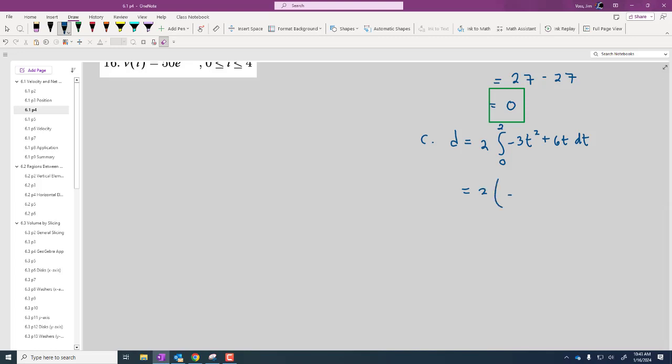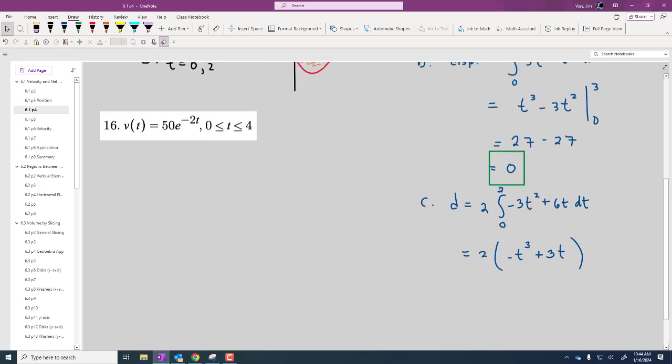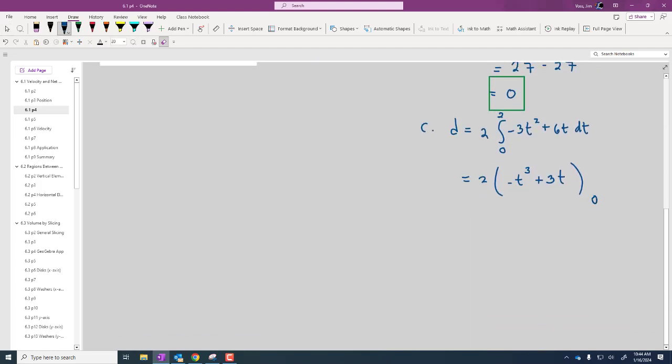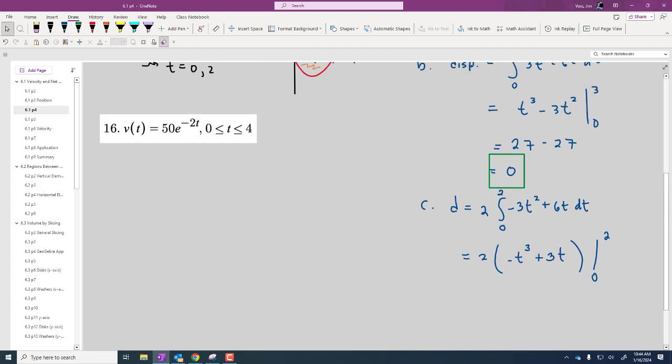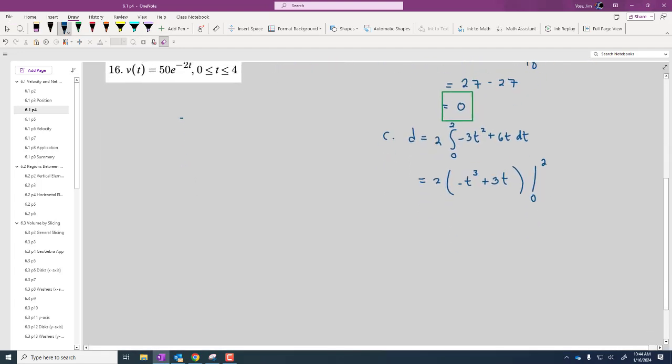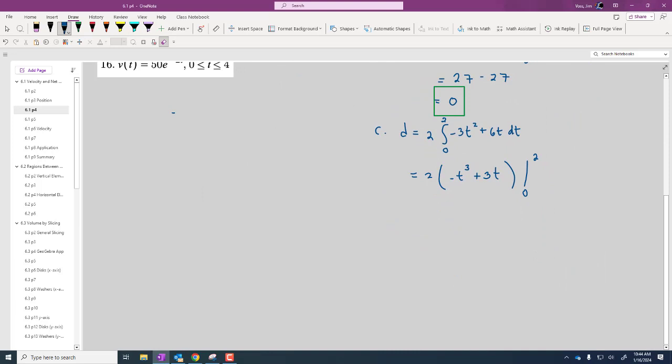Once again, add 1 to the exponent, divide by the new exponent. Does that look okay? That'll be 0 to 2. Very sensitive, this board. Plug in the 0, we get 0. 2 is the only thing that matters, so -8 plus 6 is -2. Wait, what? Something's wrong. Isn't it plus 3t squared? Oh, that was bad integration. Thank you. 3t squared.